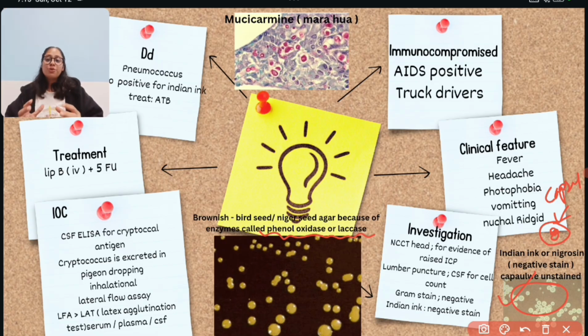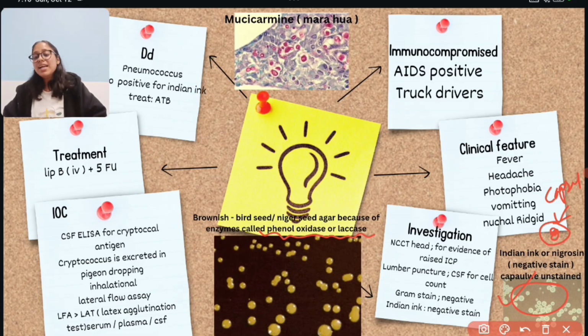Cryptococcus neoformans usually causes meningitis in immunocompromised patients. Cryptococcus is excreted in bird droppings, and whenever bird droppings are there, you inhale it through your nose, and it goes to your lungs, and from the lungs, through the blood supply, it goes to your brain, and that is where it forms its own house and causes infection.